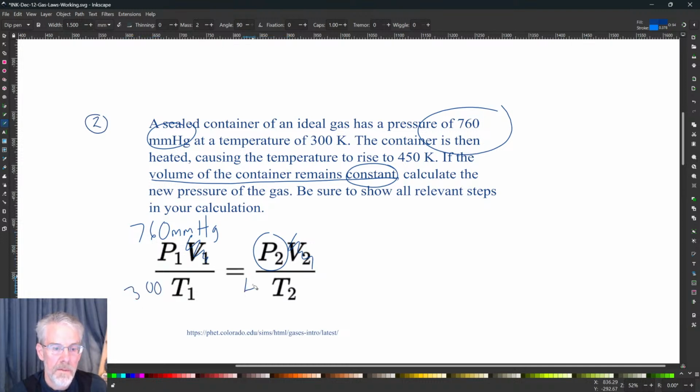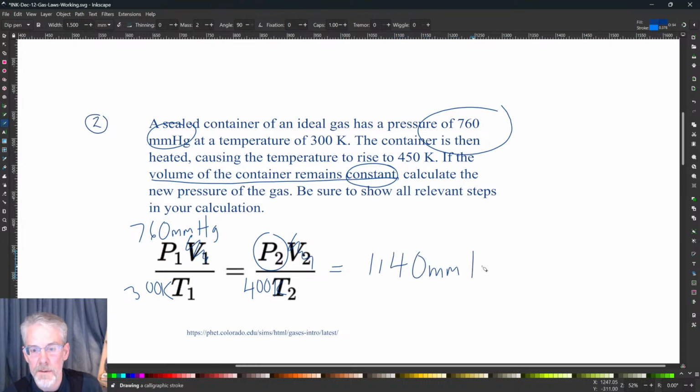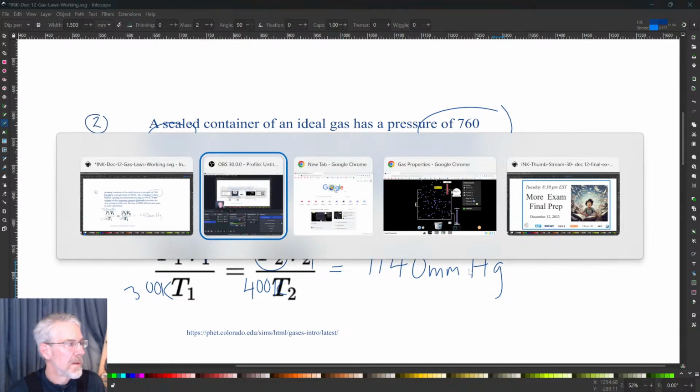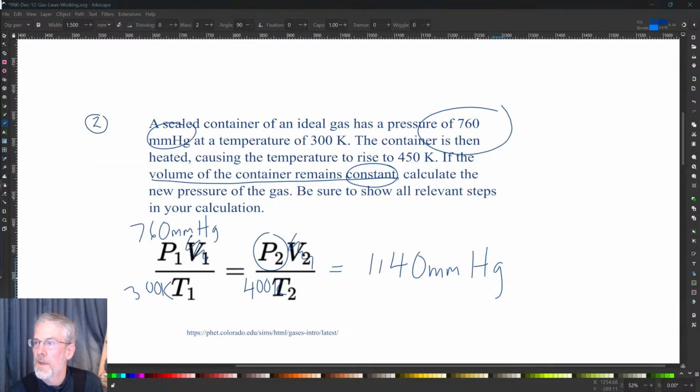300, 400K. So if you work this out and you solve for P2, I'm not going to drag you through all that. I end up with 1140 millimeters of mercury. And somewhere I've lost my chat and everything. Oh, it's back. There we go. So you should have ended up with 1140 millimeters of mercury.